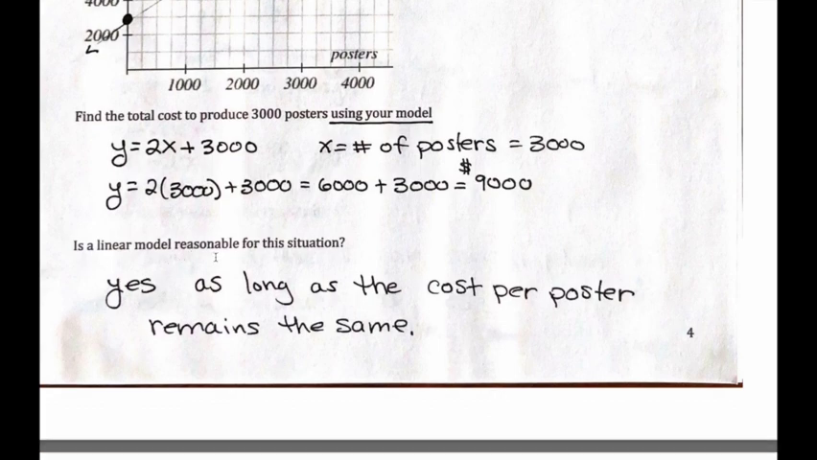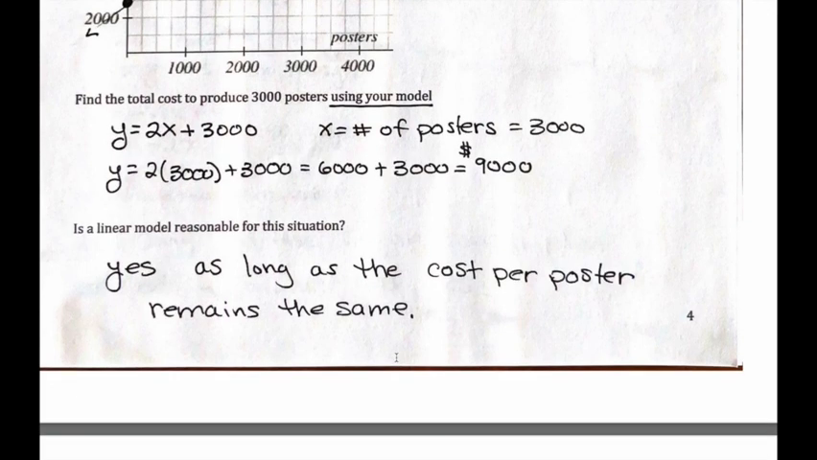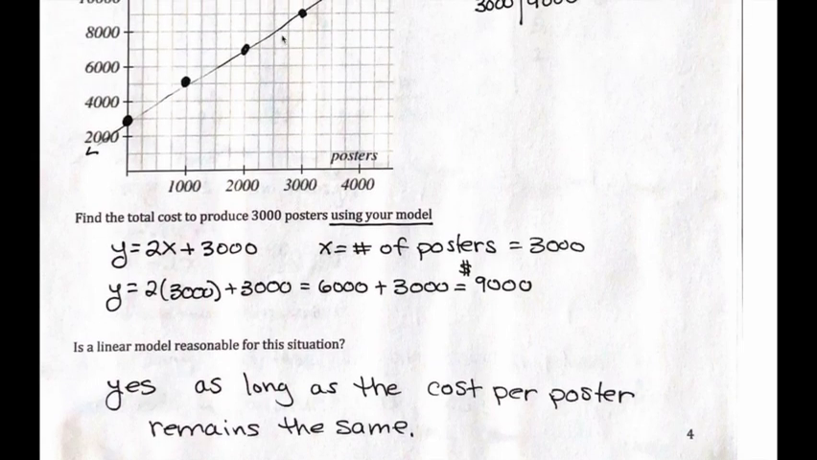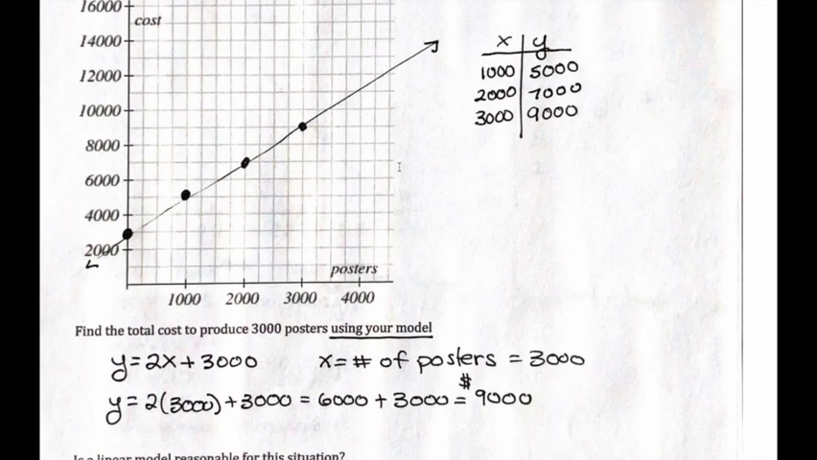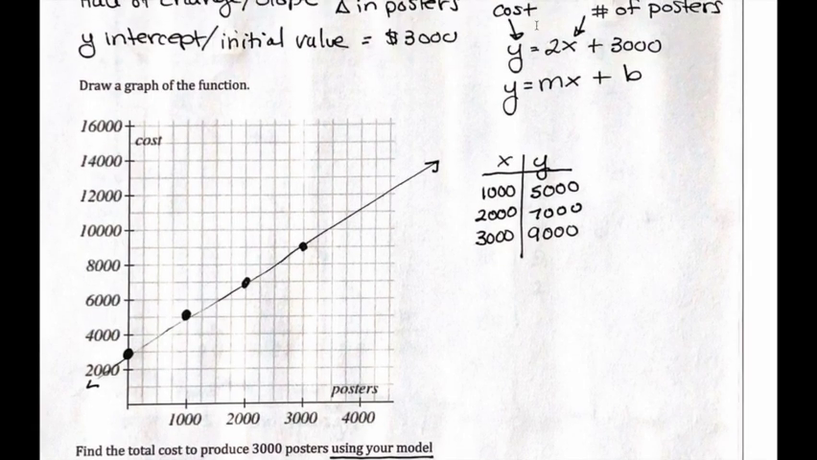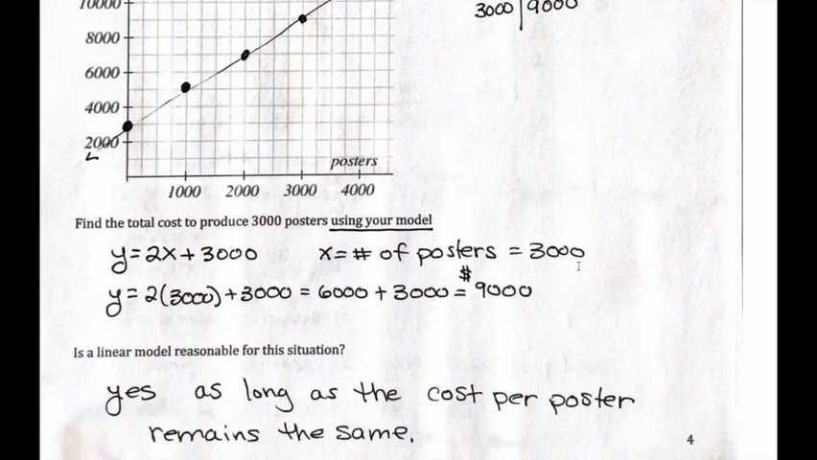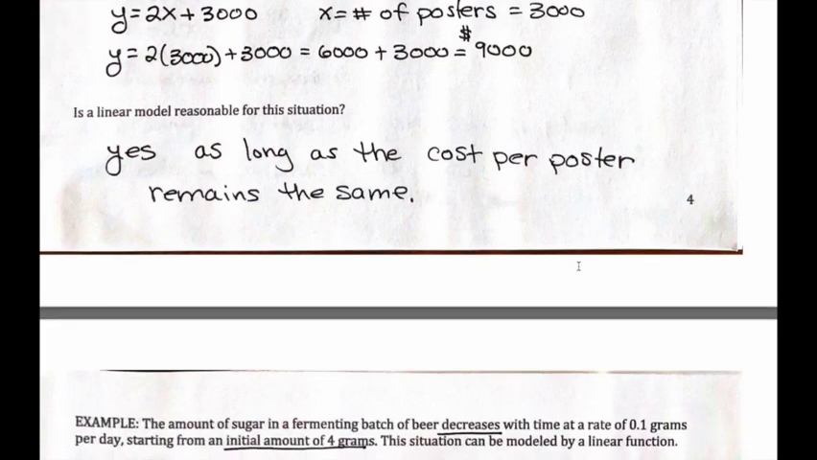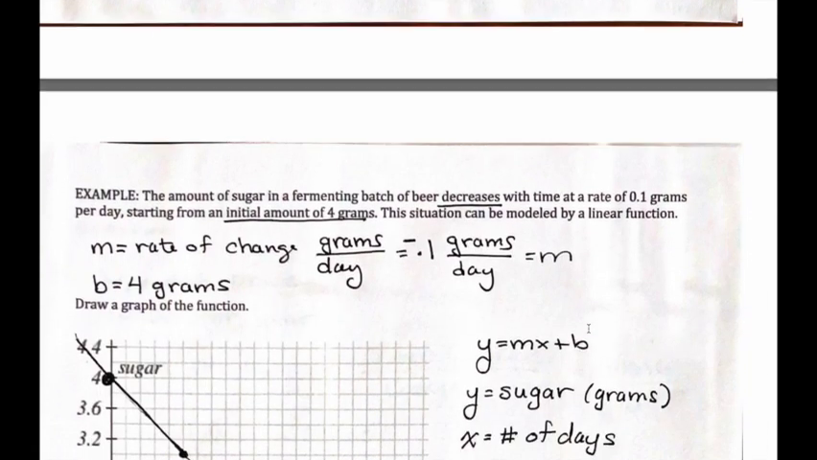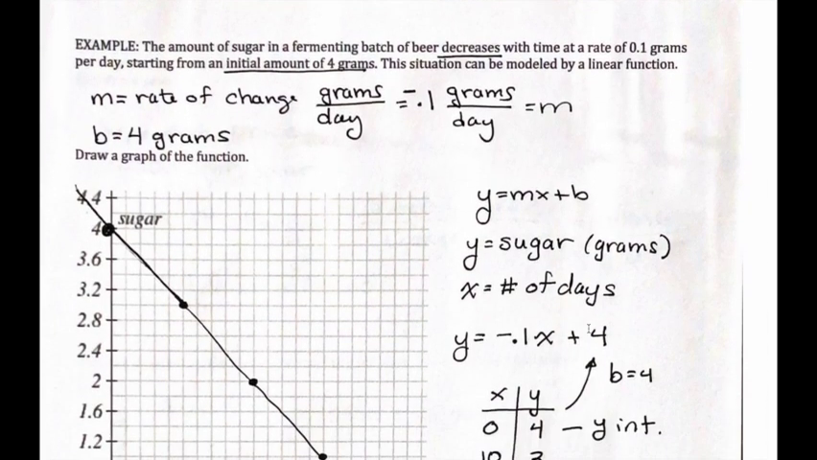Is this linear model reasonable for the situation? As long as the cost per poster remains the same, then this model will be a good estimation of the situation. We want to make sure that this rate, our slope, stays constant. And that represents the cost per poster. So as long as the cost per poster stays the same, this equation will work. Okay, let's look at the next example.